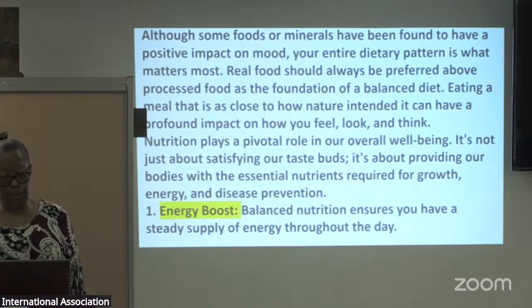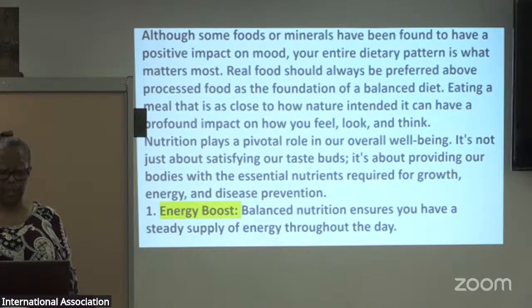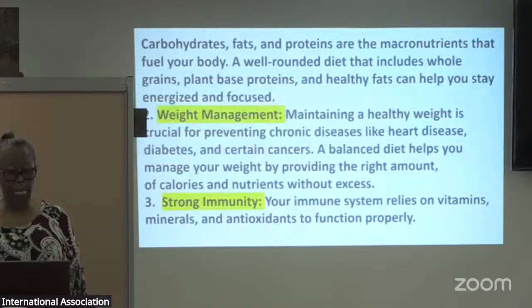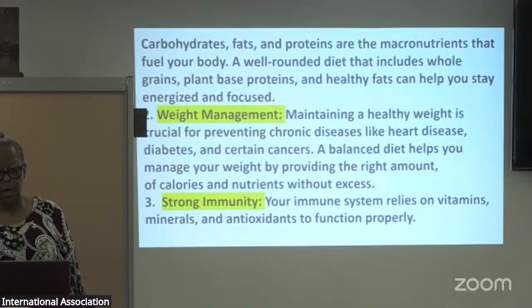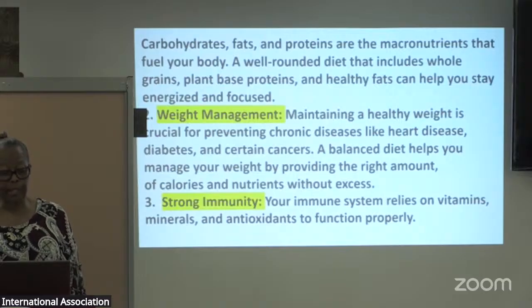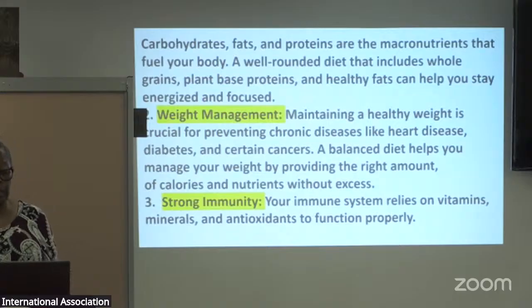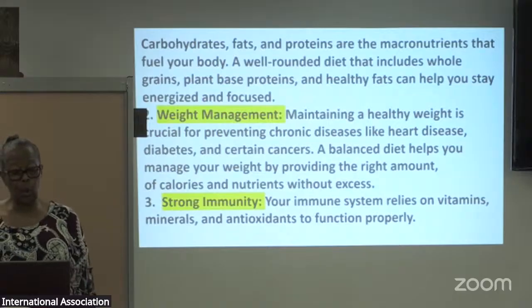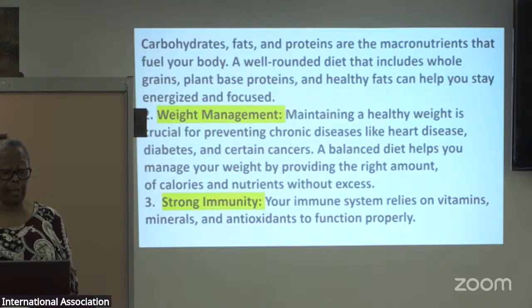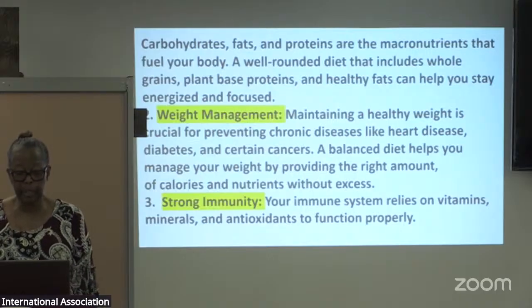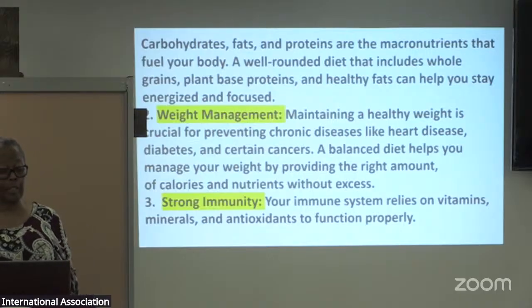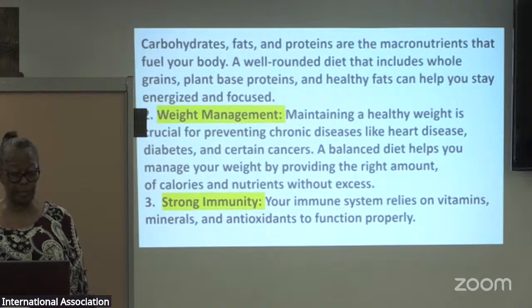Energy boost. Balanced diet nutrition ensures you have a steady supply of energy throughout the day. Carbohydrates, fats, and proteins are the macronutrients that fuel our body. A well-rounded diet that includes whole grains, plant-based proteins, and healthy fats can help you stay energized and focused.